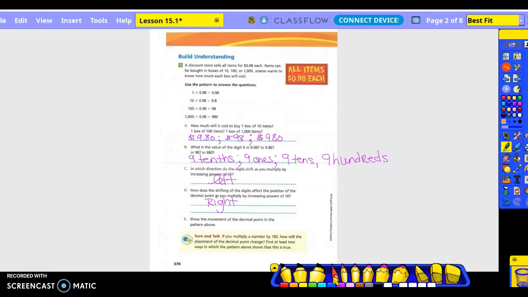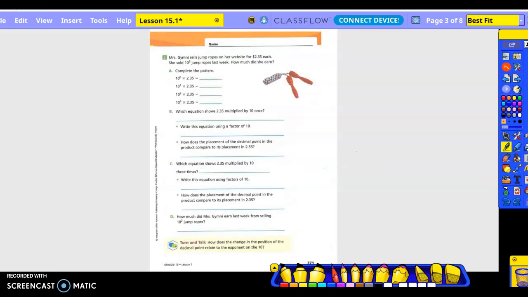Okay, so the movement of the decimal point in the patterns above. So basically, it's what we always do on our daily bucket. So times 10, you would move it one place to the right. Times 100, you would show 2 loops and move it 2 places to the right. 1,000, you would show 3 loops because we have 3 zeros. And then we need to put what in there to hold a spot? A 0.